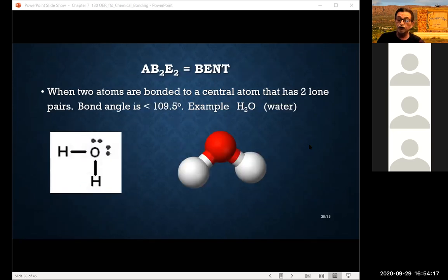Water has two lone pairs, really making it very polar. In fact, water is the most polar solvent that we have. And we have here oxygen with two lone pairs. That bond angle is much, much less than 109.5, again because of the lone pairs. So the electrons repelling each other results in defining the structure of the compounds.